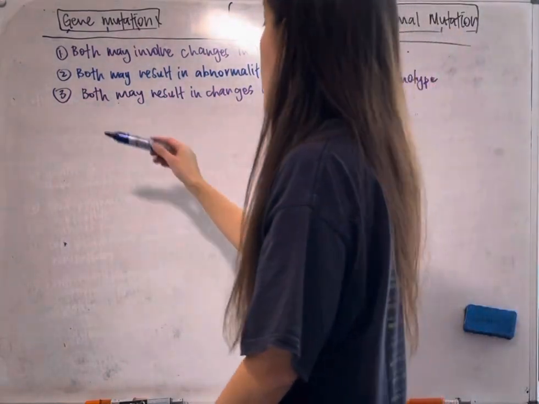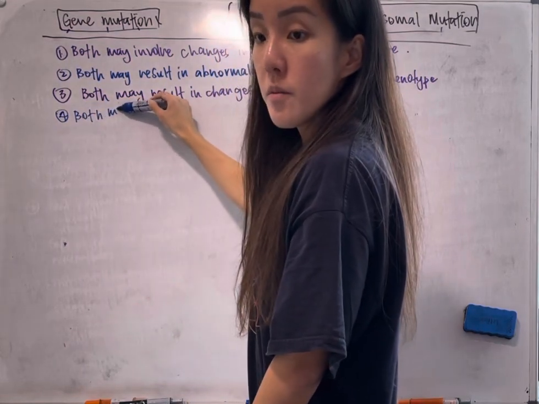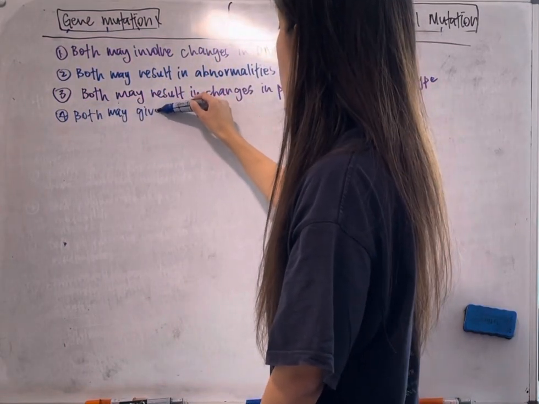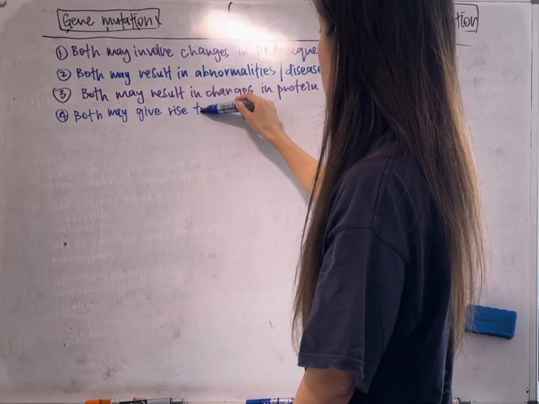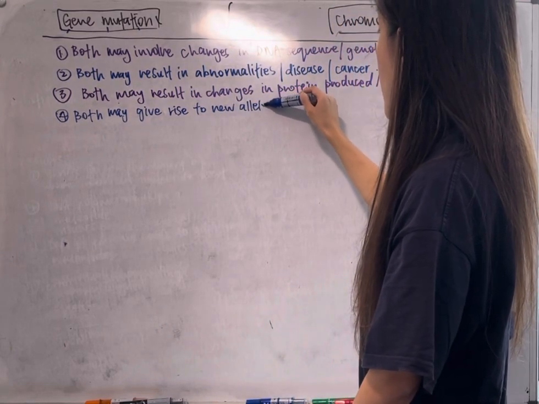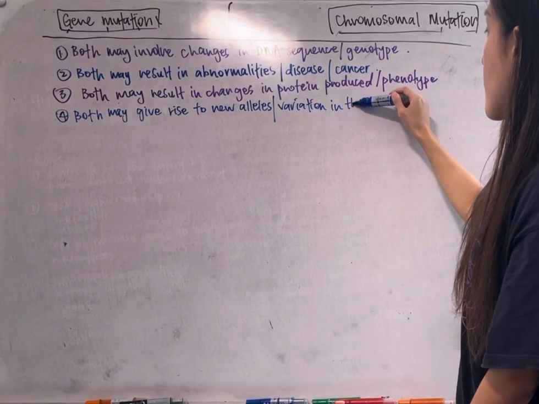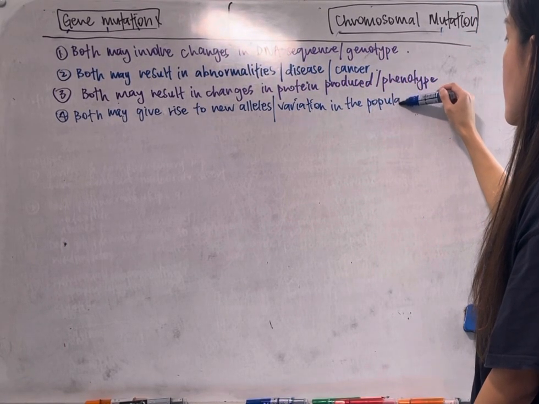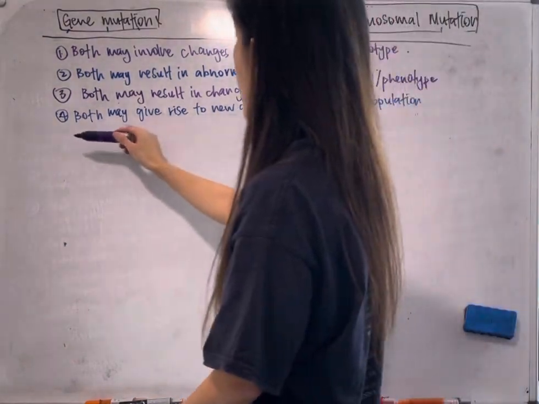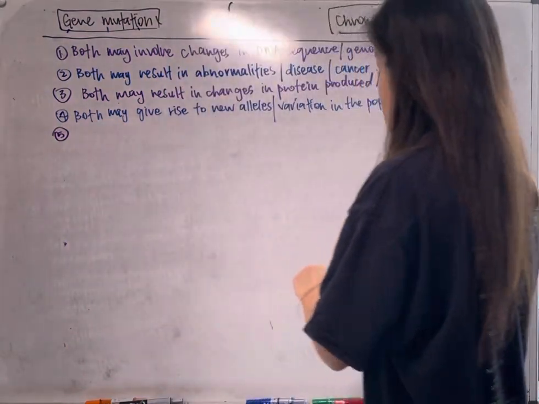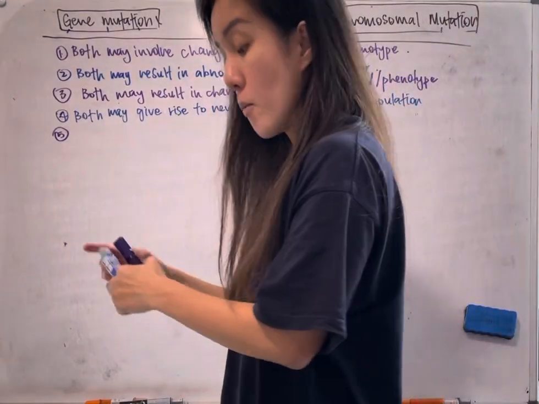Another one. Both may also give rise to new alleles or variation in the population. Or at least tell me variation in the population. But the question is, let's ask, can you tell me, Cheryl, which one has a more significant impact in evolution and why? Between gene mutation and chromosomal mutation, which one has more significant impact and why?